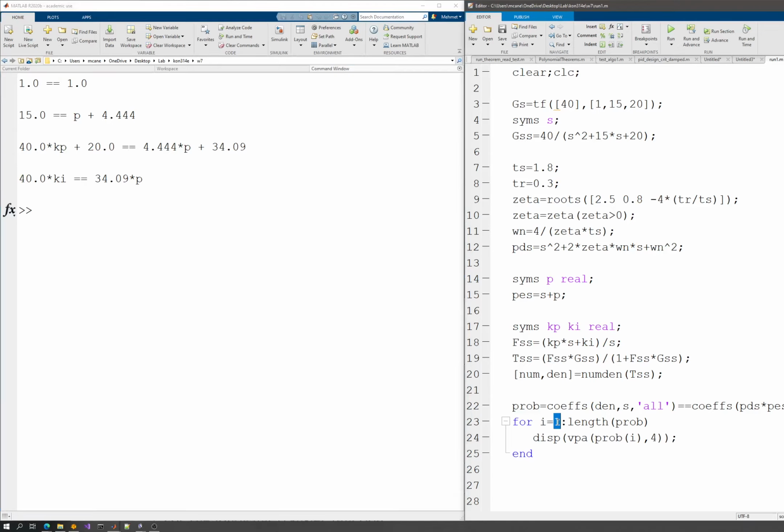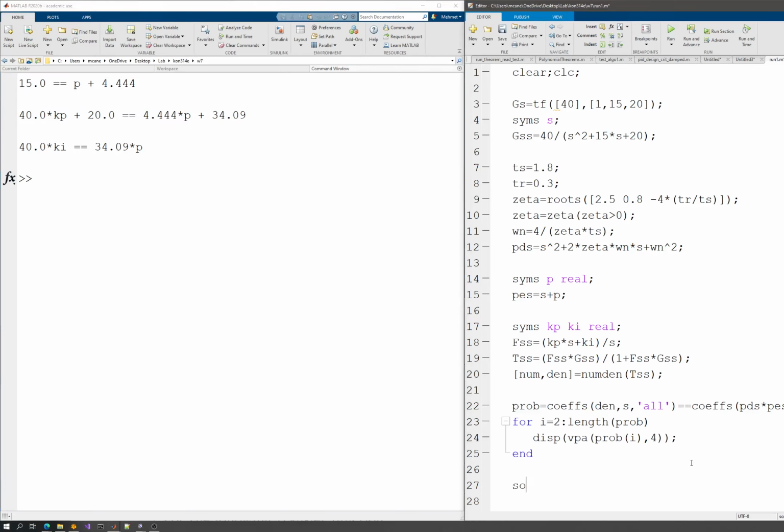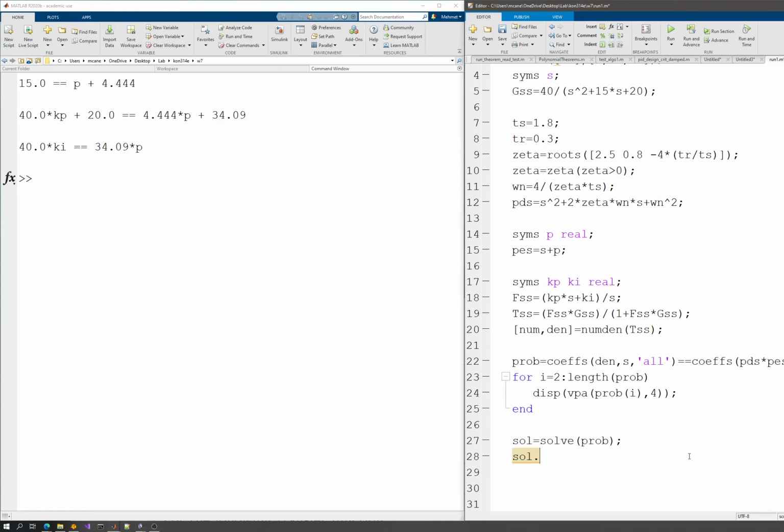By the way, we can skip the second one. If you've just validated that the first equation is a true statement, you can just skip that in order to focus on the real problem here with non-trivial equations. And you can see that I have unknowns p, kp, and ki, 3 unknowns and 3 equations, so there's just one solution. And that solution can be provided by MATLAB. So let's say solve, and then let's give it the problem, and then I will look at the solution here. So I have 3 parameters, so maybe sol.kp, sol.ki, and sol.p should give me the values that I'm looking for.